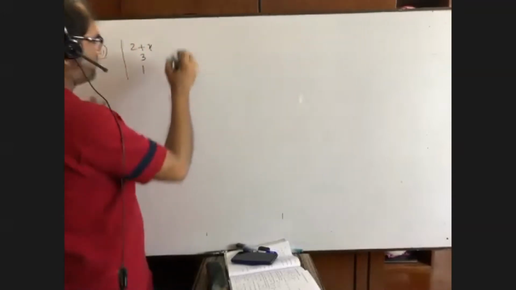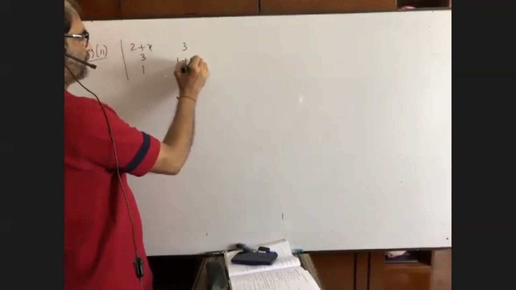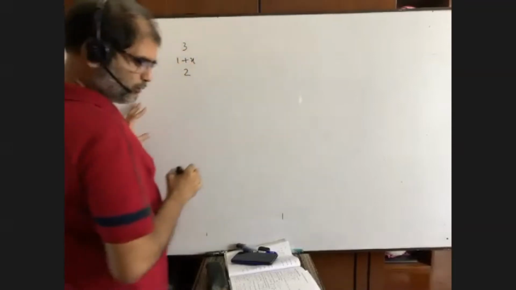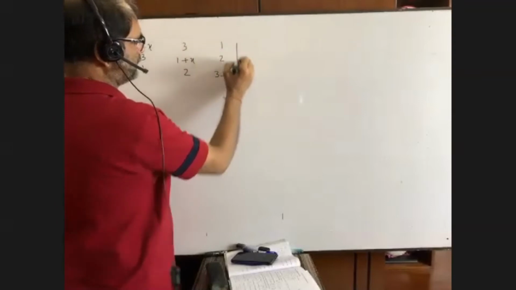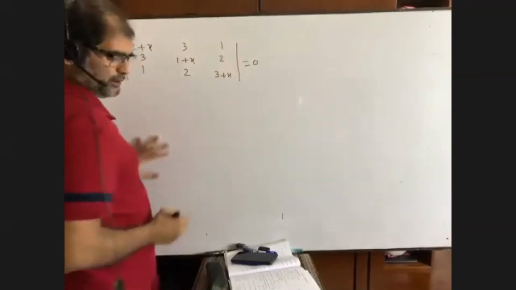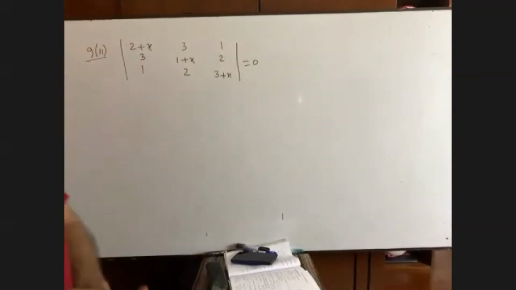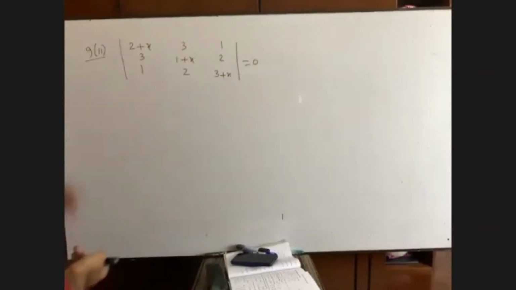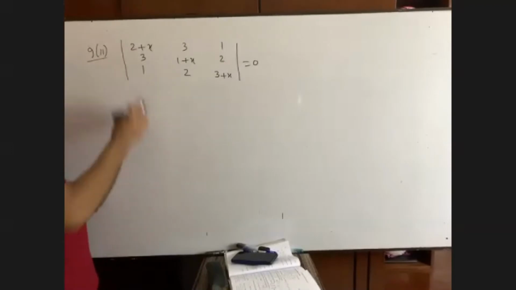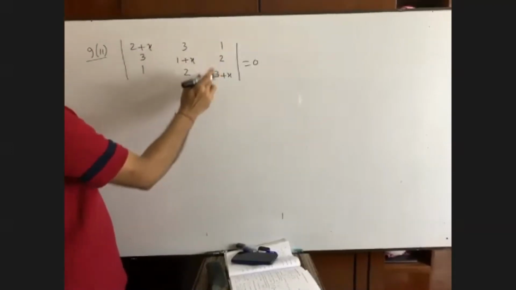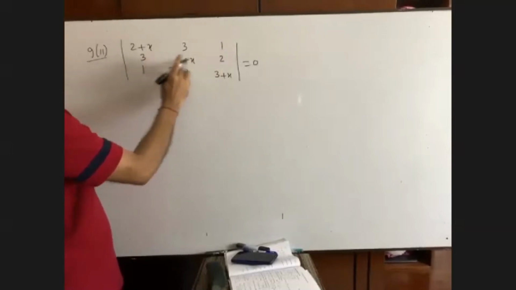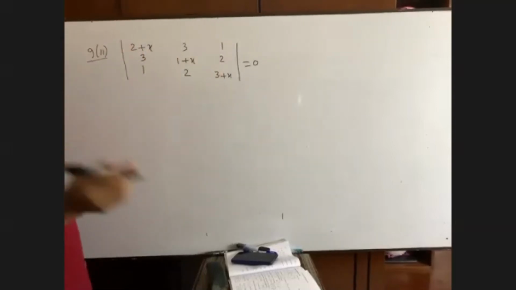Then 3, 1 plus x, 2. 3, 1 plus x, 2. 1, 2, 3 plus x. It is equal to 0. Now see the similarity between the previous math and this math. Almost same. You are getting 6 everywhere in each column sum, right?